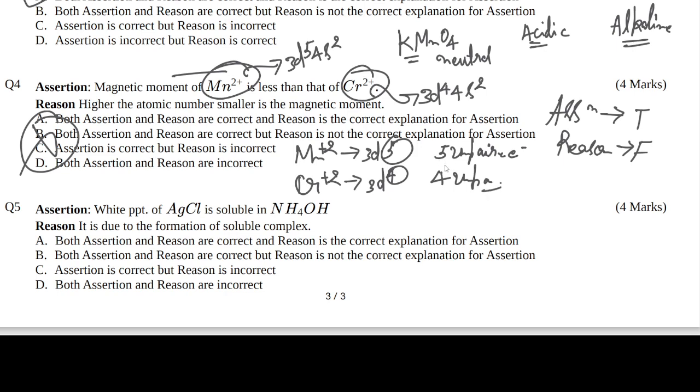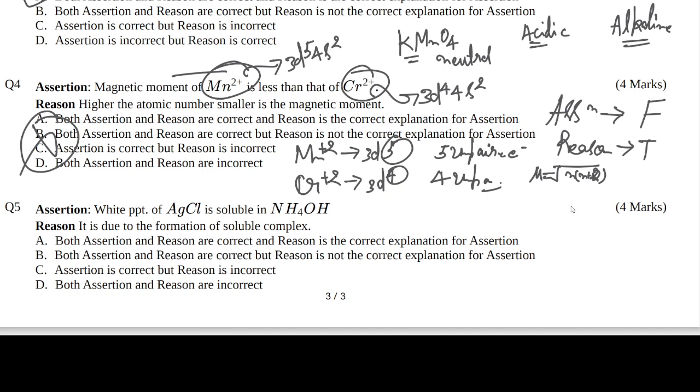As in the first case we have more unpaired electrons, their magnetic moment should be high, because magnetic moment mu is under root n(n+2). The more the unpaired electrons, the more the magnetic moment. The reason is: higher the atomic number, smaller is the magnetic moment. So the reason is correct, but the assertion is false.